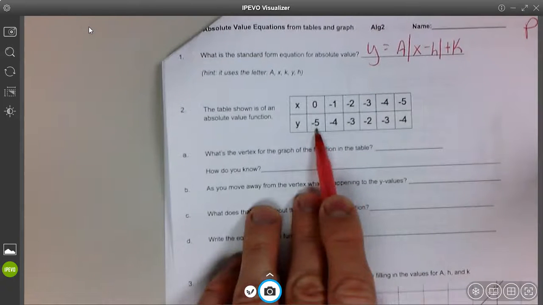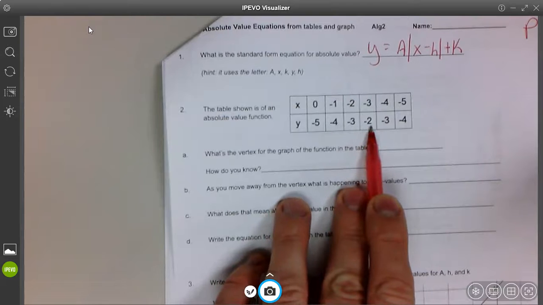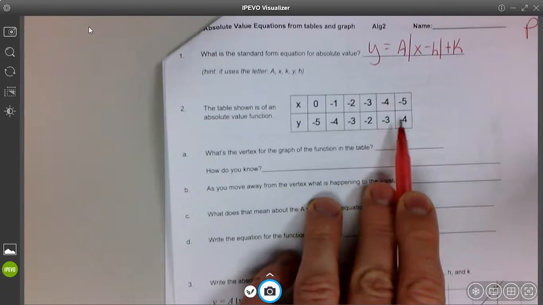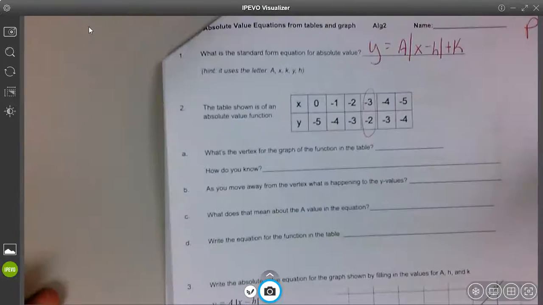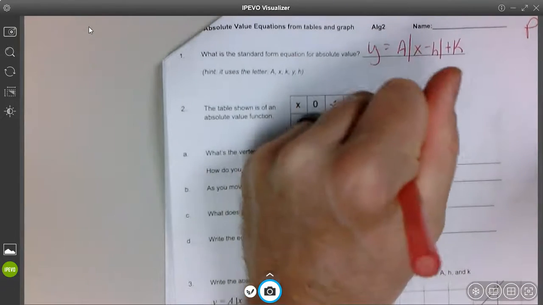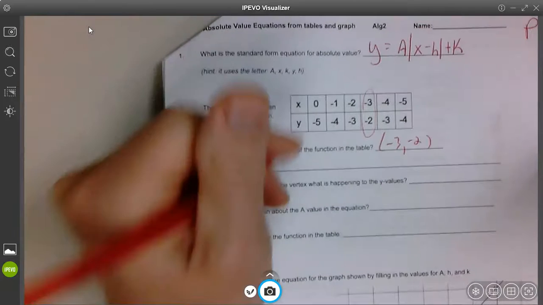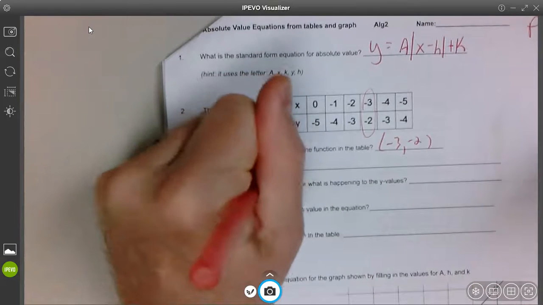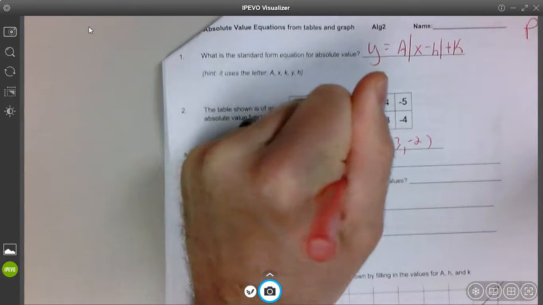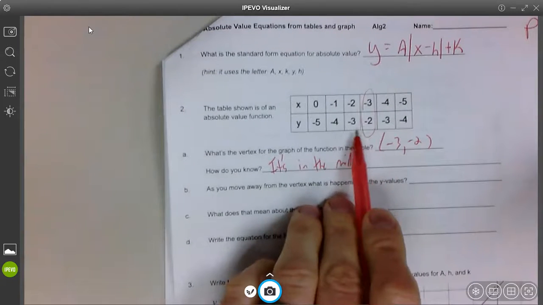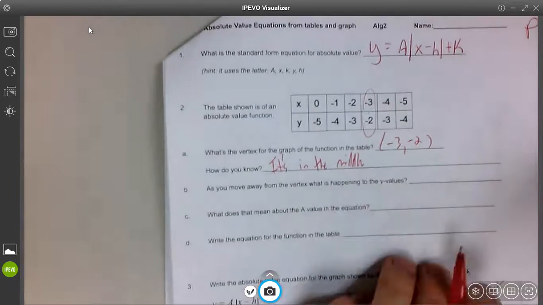So look, negative 5, and it goes up to negative 4, up to negative 3, up to negative 2, and then it switches down to negative 3, down to negative 4. That puts the middle right here. That's our vertex. The vertex is at the point negative 3, negative 2. How do we know? We could say it's in the middle. Or something about it changes direction. It's on its way down, then it changes direction and goes on its way up. Anything like that is okay.